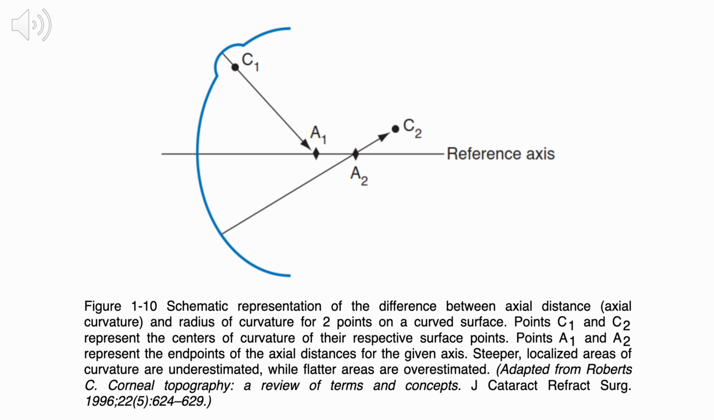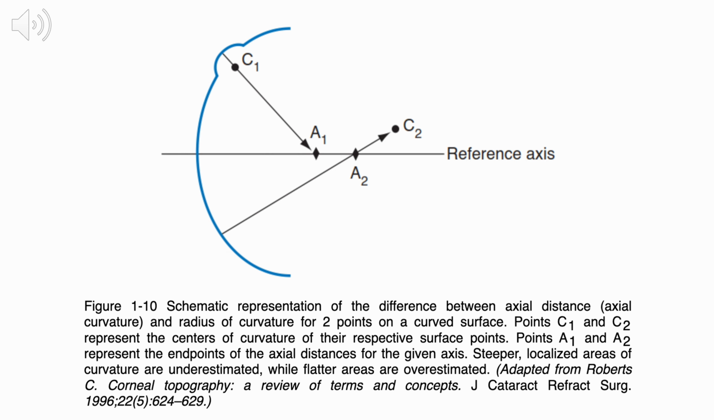Axial power works differently. Instead of measuring each point on its own, it measures distance to a single reference axis, shown by the horizontal line. Points A1 and A2 are where those measurements end on that reference axis. This means every point on the cornea is being forced to relate back to the same axis, even though the cornea itself isn't perfectly spherical.